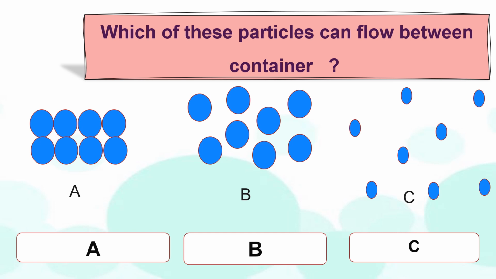Which of these particles can flow between container A, B, or C? The answer is B and C. B is liquid and C is gas, which can flow between the containers.